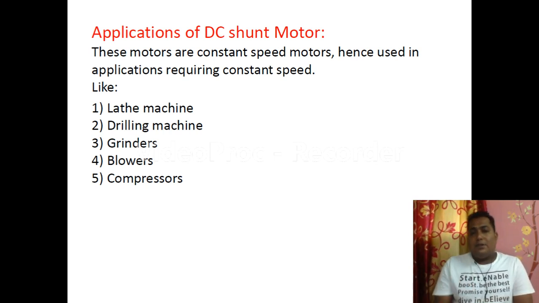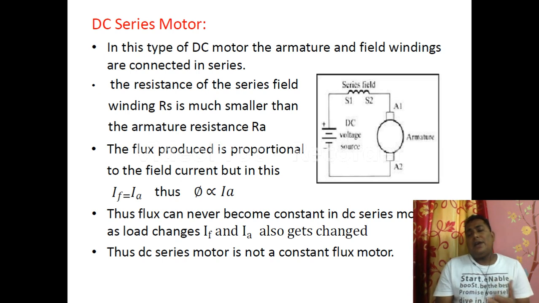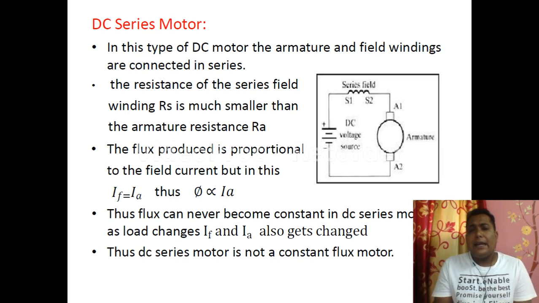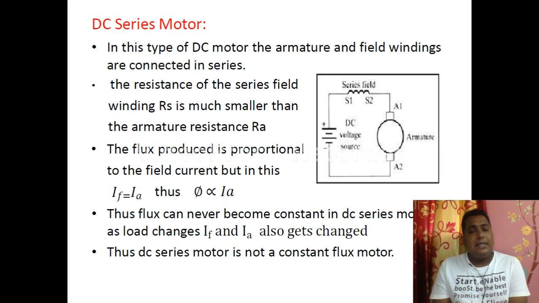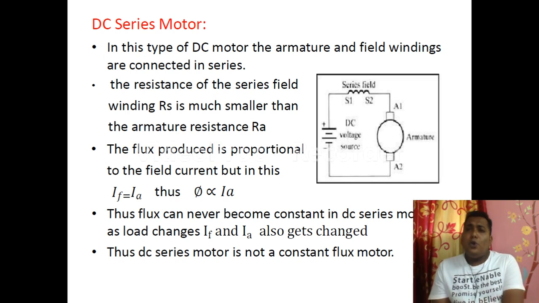As we are discussing now, we are going to the DC series motor. Yes, as you can see there is a diagram. The field winding and armature winding are both connected in series, so that's why it is a series motor, and it is supplied by a DC source.